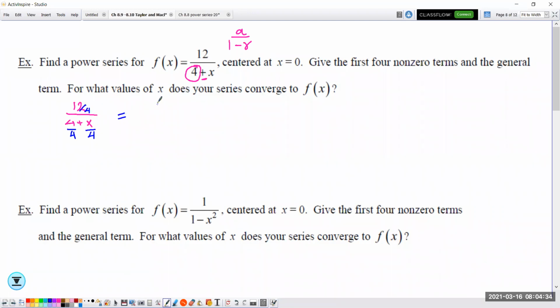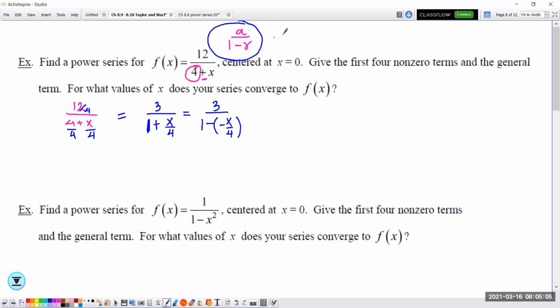So what do we get? 3 over 1 plus x over 4. Ask question if any, guys. We need to rewrite as a over 1 minus r. The first term here, this formula has to be 1. A could be 3. Minus r, you can rewrite this as 3 over 1 minus negative x over 4.